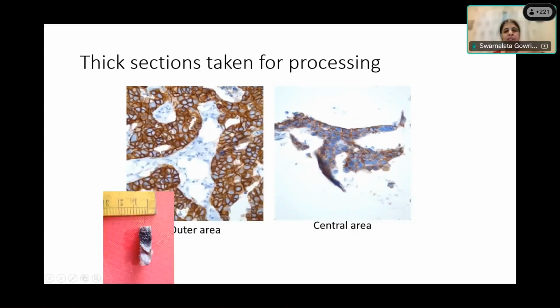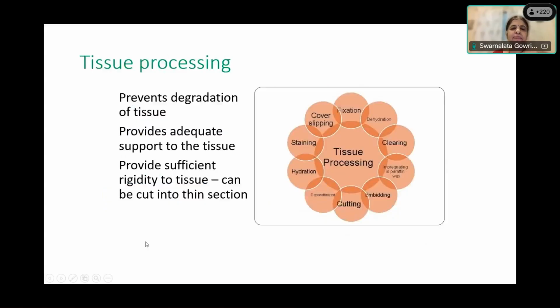The center was all cracked and cut, and no morphology was available over here. The same tissue again, at the periphery, the immune stains worked, and at the center, there was no staining at all. So if you take a very thick section, only the periphery gets processed and the central area will not get processed.